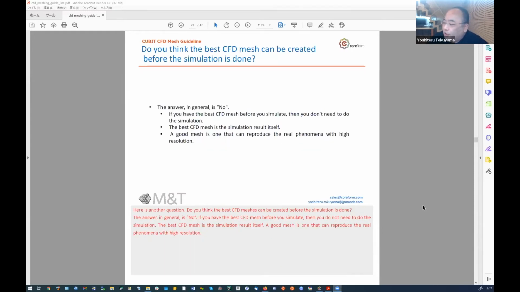Here is another question. Do you think the best CFD mesh can be created before the simulation is done? The answer in general is no. If you have the best CFD mesh before your simulation, then you do not need to do the simulation. The best CFD mesh is the simulation result itself. A good mesh is one that can reproduce the real phenomena with high resolution.